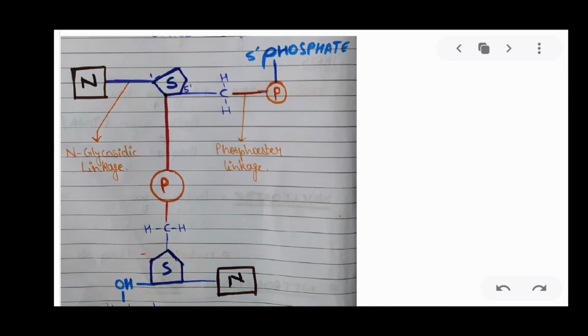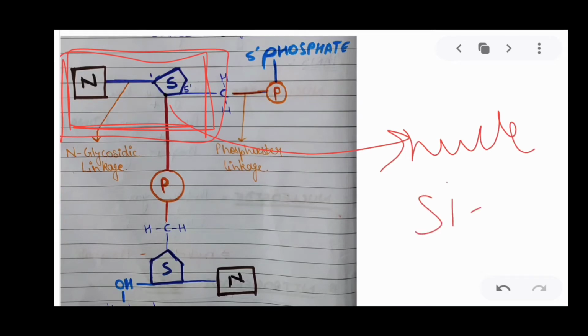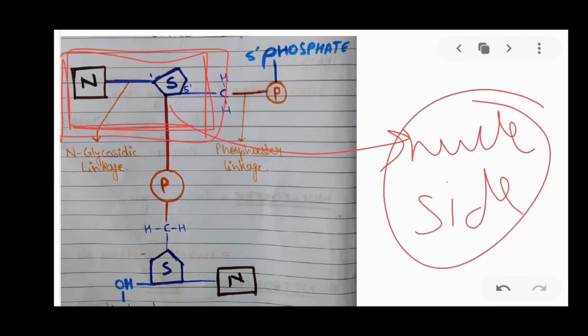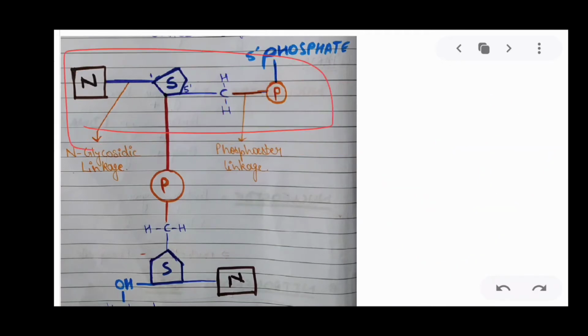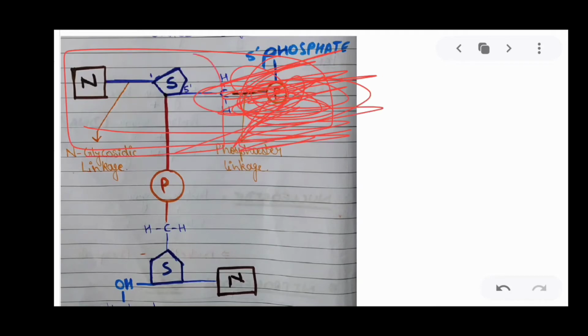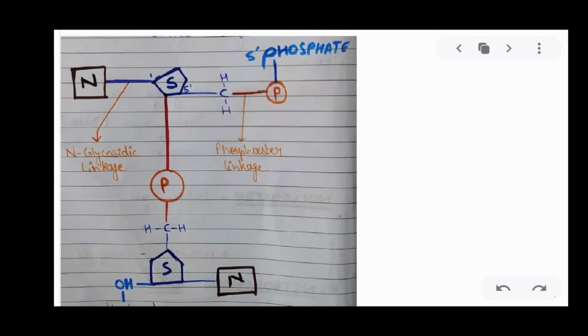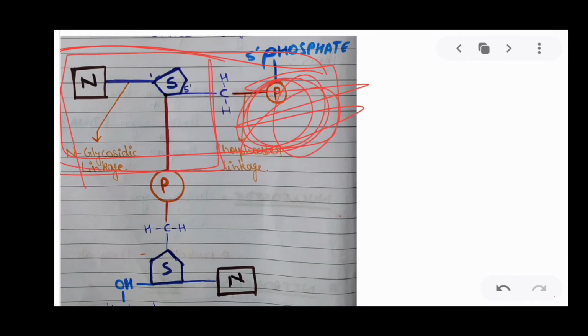If we consider just these 2 components, the nitrogenous base and the pentose sugar, then we get the nucleoside. So the nitrogenous base and the pentose sugar constitute the nucleoside, and these 3 components constitute the nucleotide. That's why they say the nucleotide, the whole thing, minus the phosphate group gives us the nucleoside, that is the nitrogenous base and the pentose sugar.